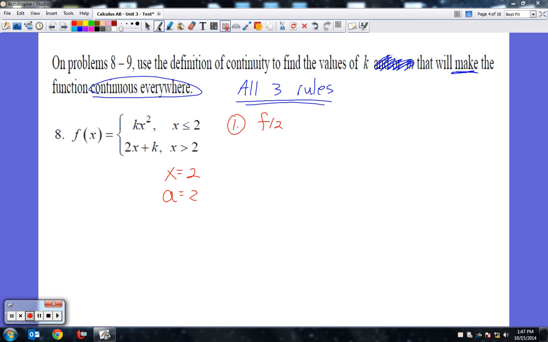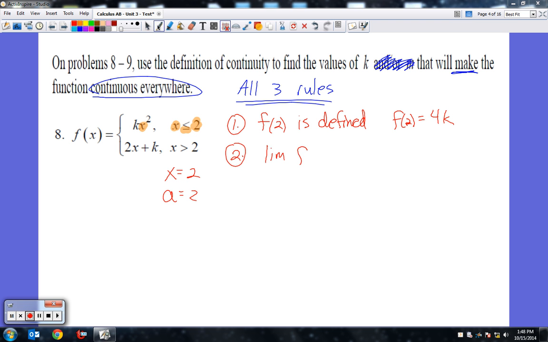So what is f of 2? F of 2 is defined, because we're going through the steps of the proof. We're going to put this x value of 2 right here, so that we get 2 squared is 4. So we're going to say f of 2 is defined right now as 4k. Okay. Second rule, we're going to go to the limit.